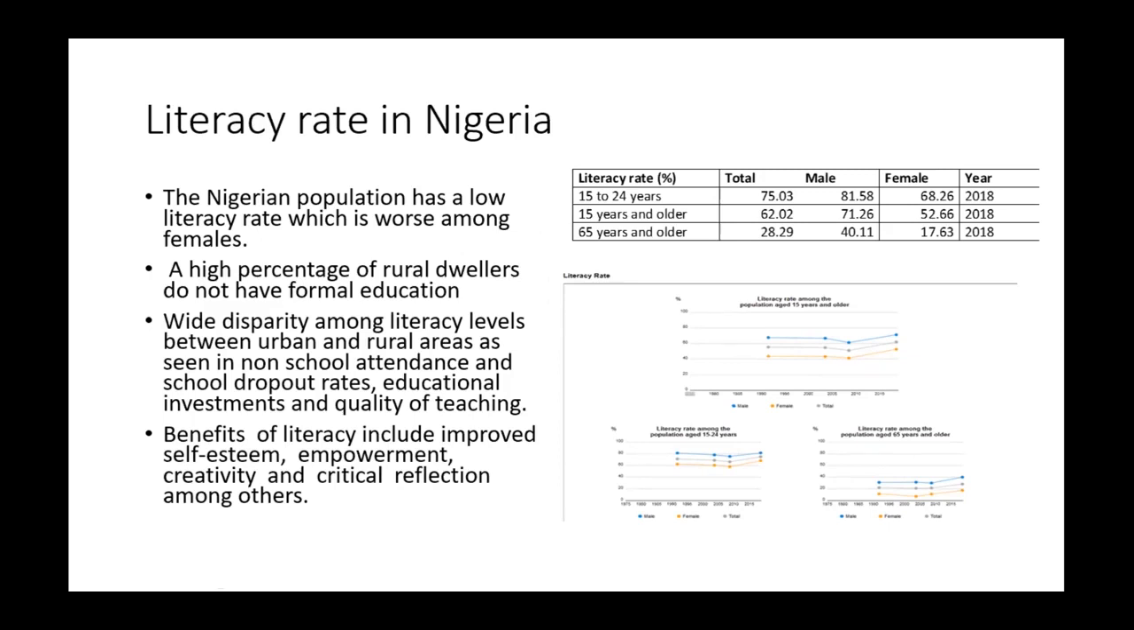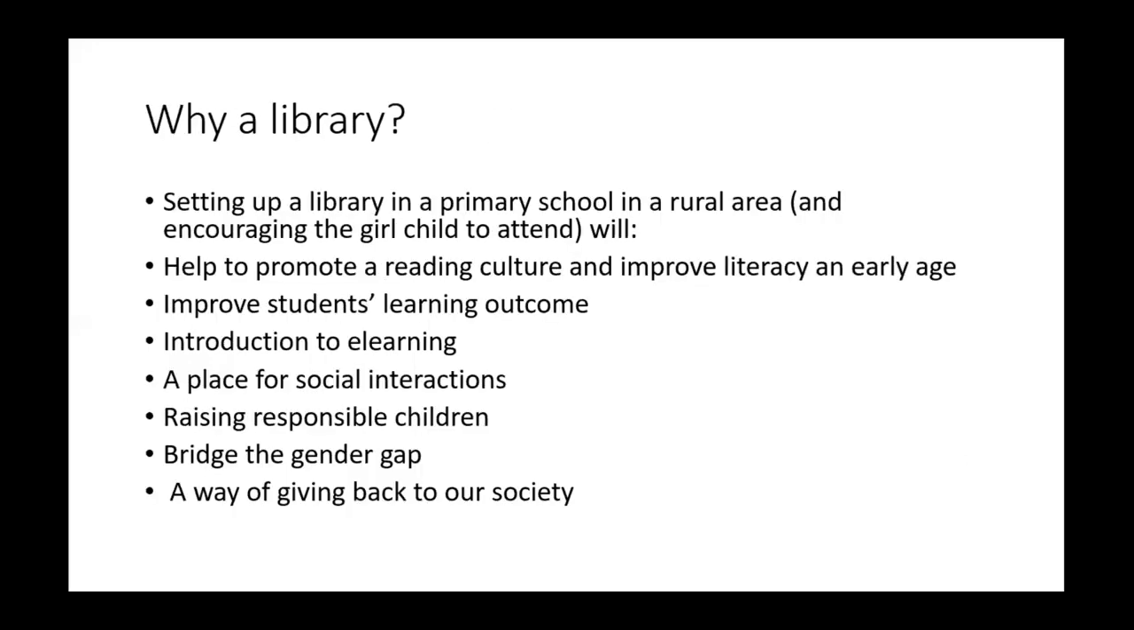Even though we don't have statistics to show the difference between urban and rural in Nigeria, from what we can see, there's a wide disparity among literacy levels between urban and rural areas, as seen in non-school attendance and school dropout rates, as well as educational investments and quality of teaching. These are all lower in the rural areas. A lot of benefits can be gotten from being literate, such as improved self-esteem, empowerment, creativity, and critical reflection, among other things.